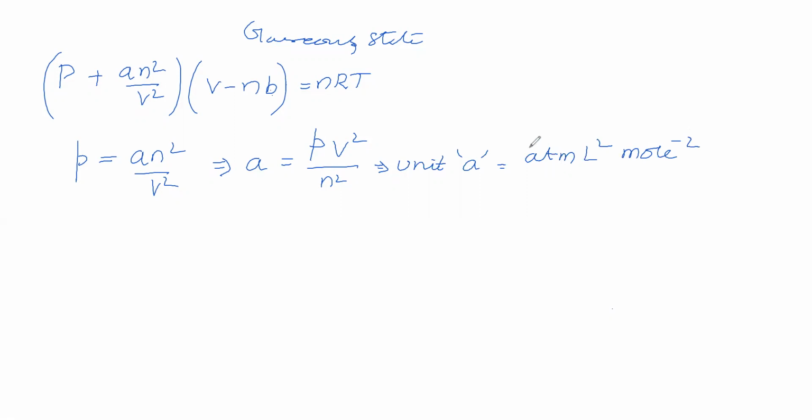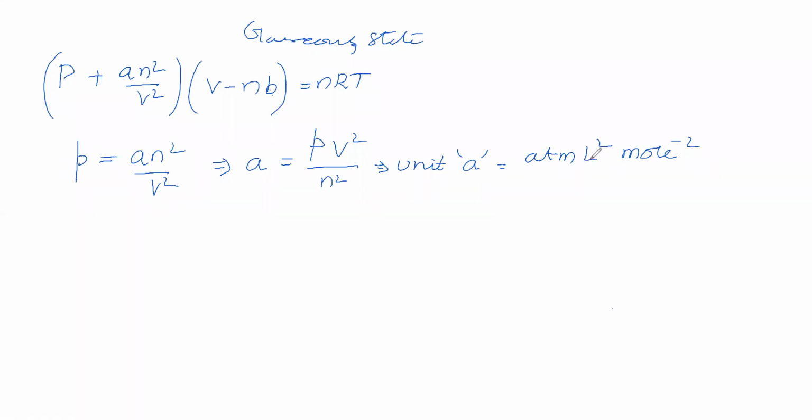Now in the place of atmosphere, other units may come: pressure, Pascal, Newton per meter square, dyne per centimeter square, bars, centimeter of mercury, millimeter of mercury. Like this, any unit in the place of atmosphere may come. In the place of liter, other possible units: centimeter cube, meter cube, decimeter cube, and so on.